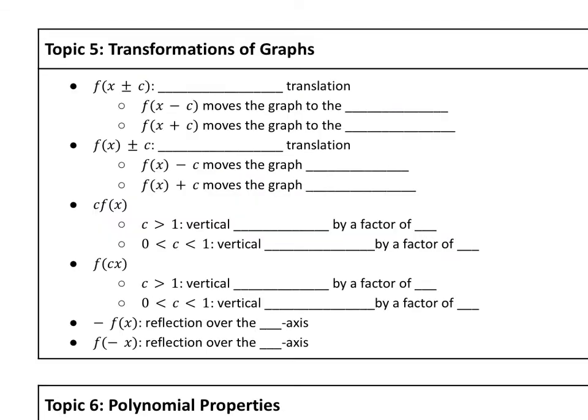The next topic we covered is transformations of graphs. So here's, again, all of the definitions that we went over. If we are adding or subtracting a value c inside the other function, we are doing a horizontal translation. Okay, so we're moving it side to side. Specifically, if we subtract numbers, we're moving the graph to the right. And if we add numbers inside that function, we're actually moving it to the left, horizontally.